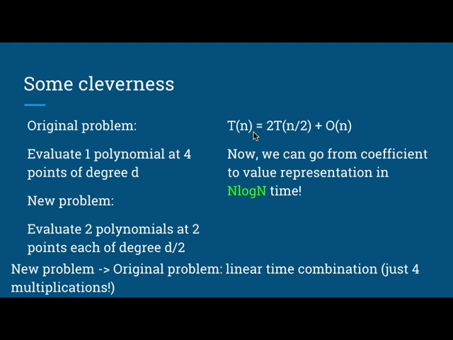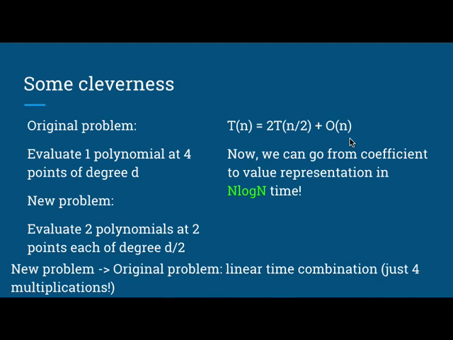This is T of n because we started with a problem of size n. We broke that up into 2 smaller problems, each of size n over 2, because now we have half the degree polynomials, and we're evaluating them at half the points. So the problem size is reduced by 2. And then we're doing O of n work to recombine them. It's just a linear number of multiplications. That's it. Questions?